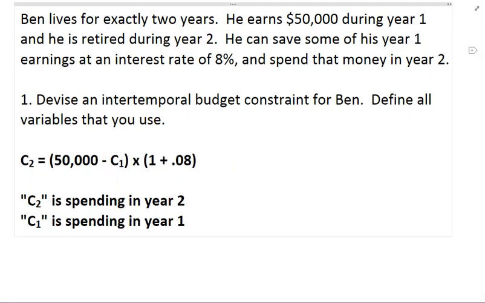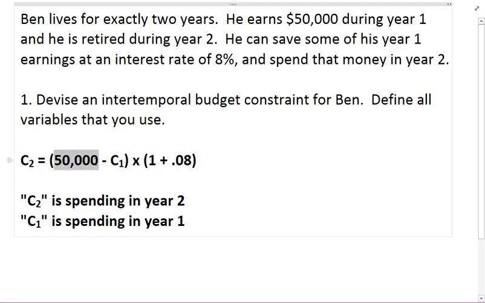Alright, let's do question 1. Look, I already did it. This is what it looks like. I use C2 to represent spending in year 2, which I've listed down here. Hey, don't forget, on a test, if I ask you to define the variables that you use, and you do not do that, you will have point deductions. We don't want that. I've also used C1 to represent spending in year 1.